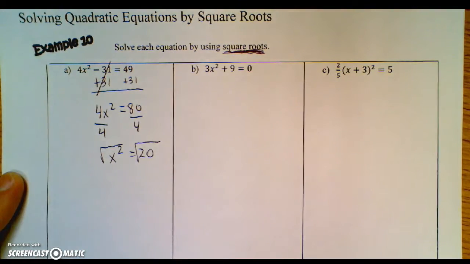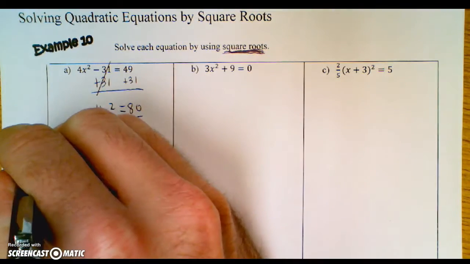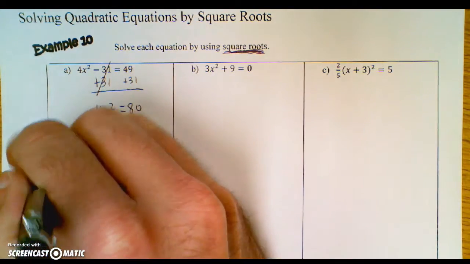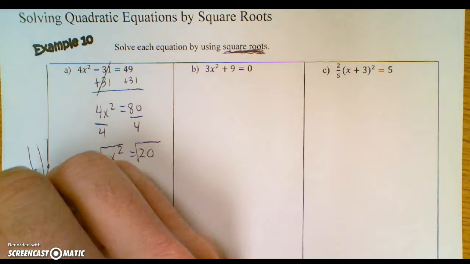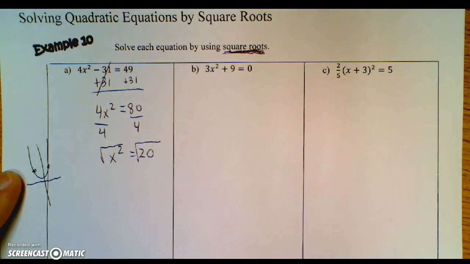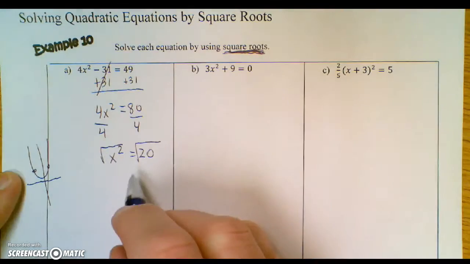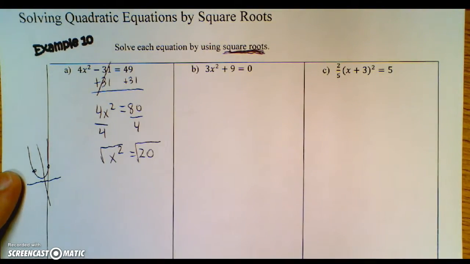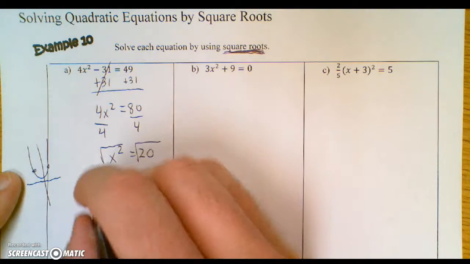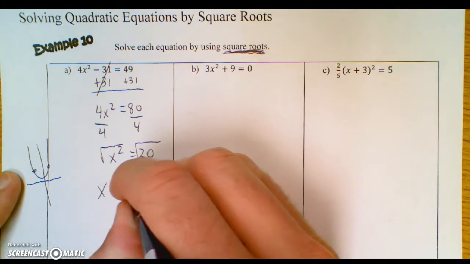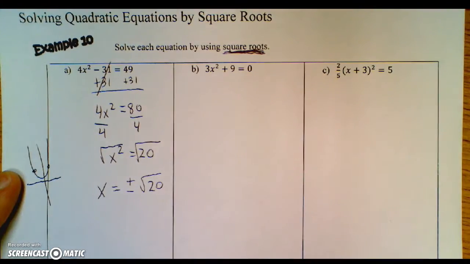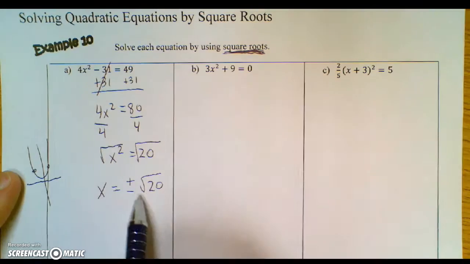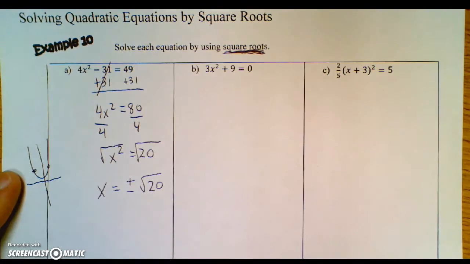So remember in the video before, for example 9, we had two solutions because of the symmetry of a parabola. So I'm just drawing a generic parabola here. But remember that there are two solutions because of that symmetrical shape that the parabola has. So here I'm expecting two solutions because I'm taking the square root. So when you do this, you say that there's a positive and a negative, plus or minus the square root of 20. Because that gives you two different solutions, the positive square root of 20 and the negative square root of 20.